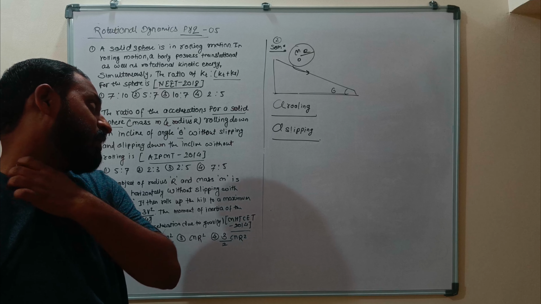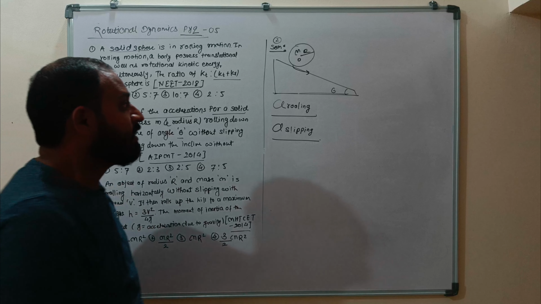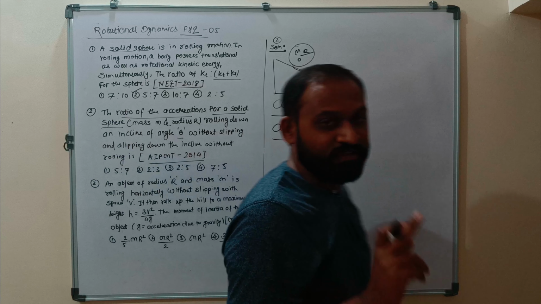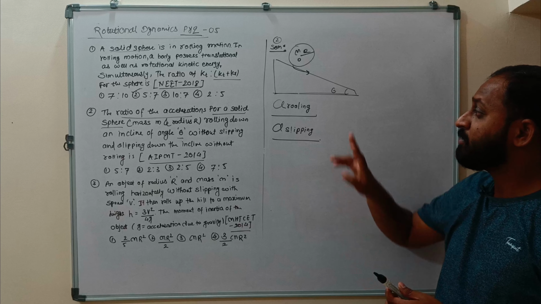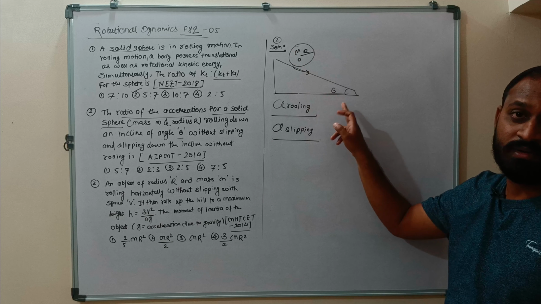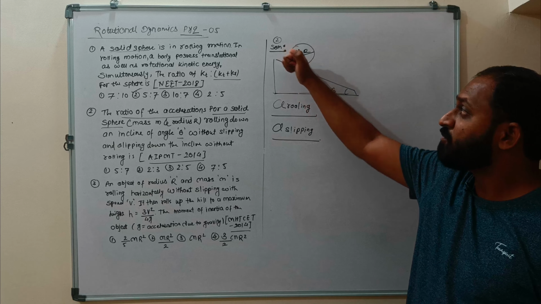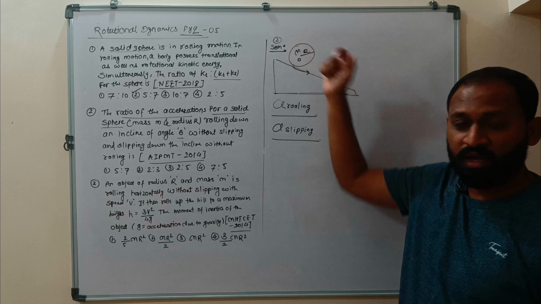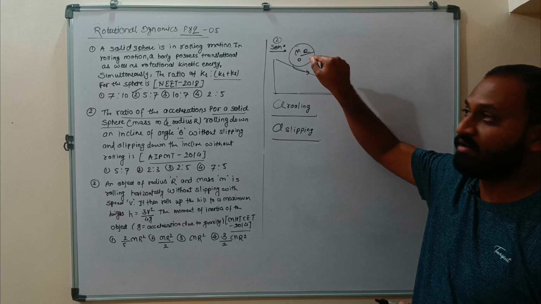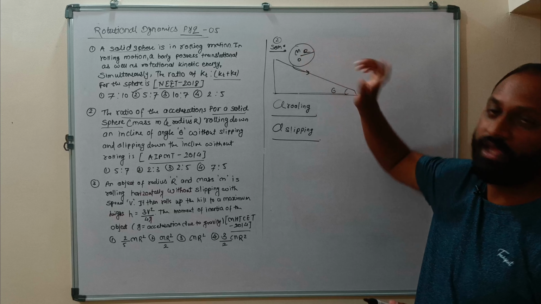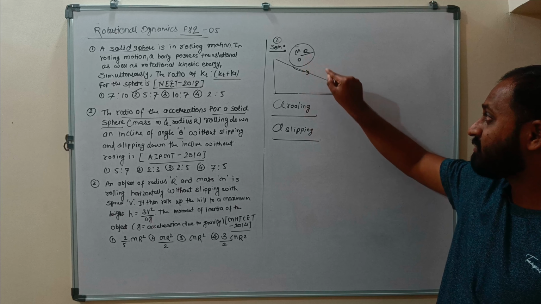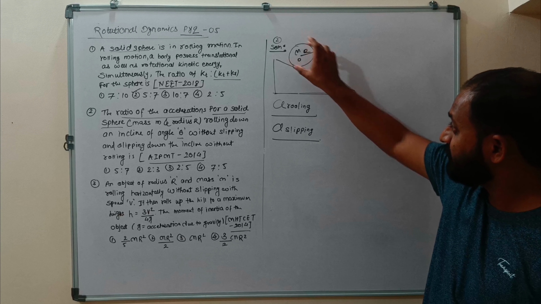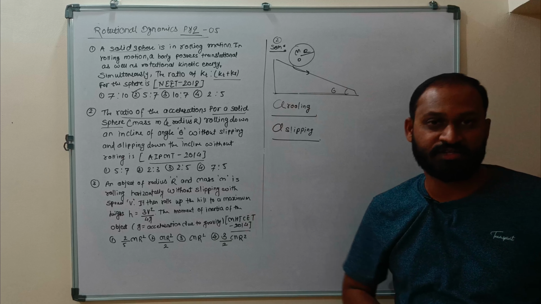Okay, are you noticing what I am saying? There are two types of acceleration, depending on the motion. If the body is rolling down, it means the body is moving forward but also rotating about its center. It is also rolling, it is also rotational. The body has two types of motion, translational plus rotational. Then the acceleration becomes the rolling acceleration.